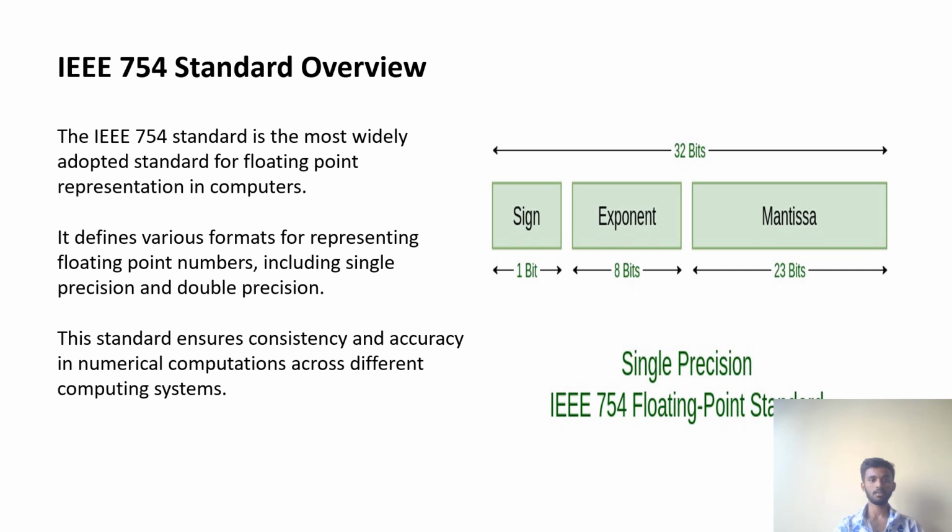IEEE 754 Standard Overview. The IEEE 754 standard is the most widely adopted standard for floating point representation in computers. It defines various formats for representing floating point numbers, including single precision and double precision. This standard ensures consistency and accuracy in numerical computation across different computing systems.